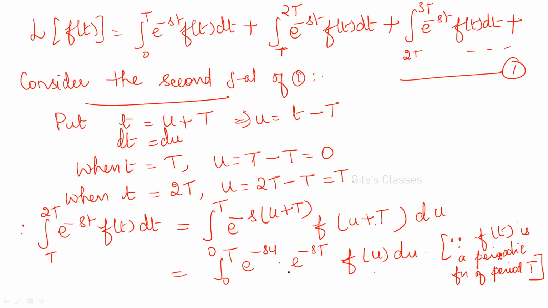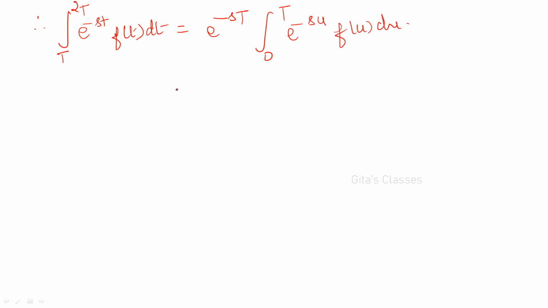So, this term e power minus st is independent of u, so I can take it outside. Therefore, integral T to 2T e power minus st f of t dt can be written as e power minus s into capital T, I am taking it outside. So, remaining will be e power minus su f of u du. The same thing can be written as e power minus s into capital T, integral 0 to T e power minus st f of t dt, because u is a dummy variable. In the place of u, I can write any variable because it is a dummy variable. With respect to that variable, we are integrating and substituting the limits. Therefore, whether you write u or t, doesn't matter. Okay. So, let this be equation number 2.